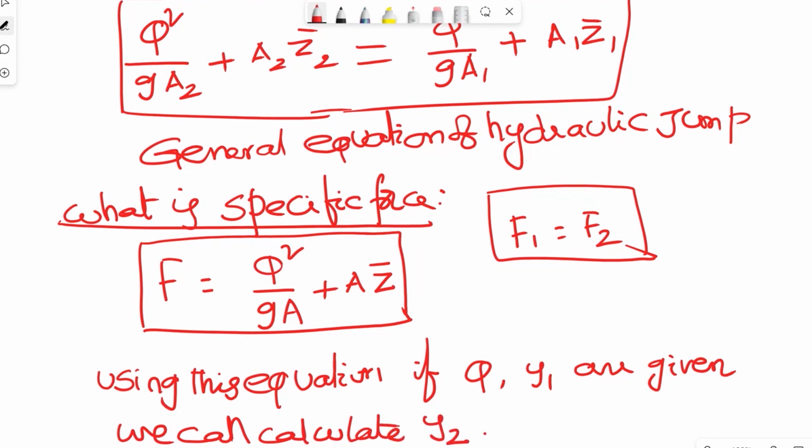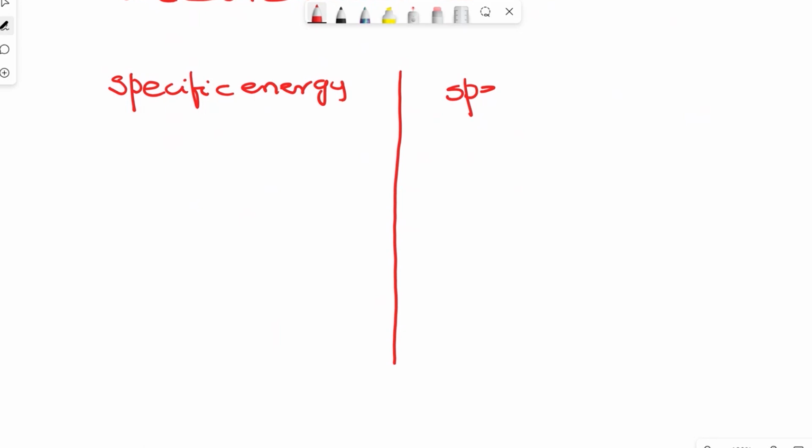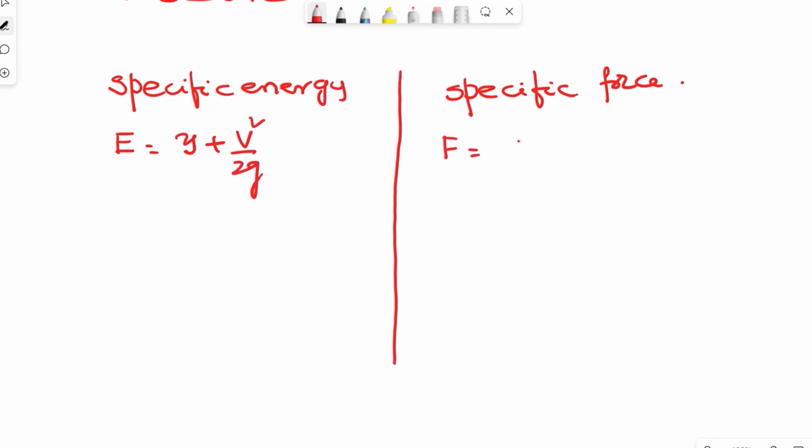Right. Now, before taking it to the next topic, I want to tell you something. There are two things which we learned: specific energy, which I am bringing up once again, and specific force. Specific energy is represented by E is equal to y plus v squared by 2g. Specific force is equal to q squared by gA plus A z bar. This is the first thing that you should understand.